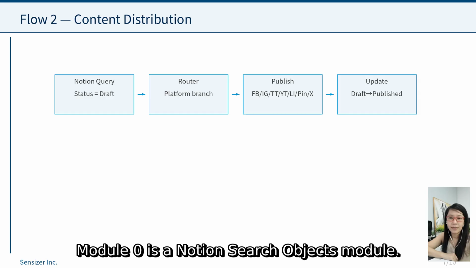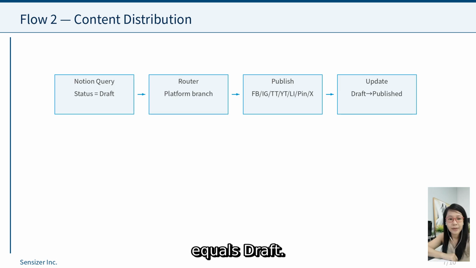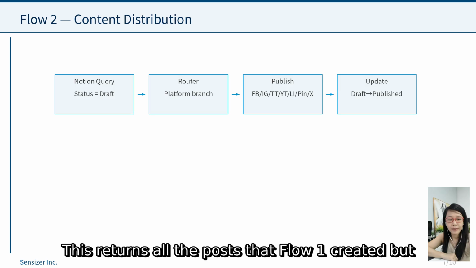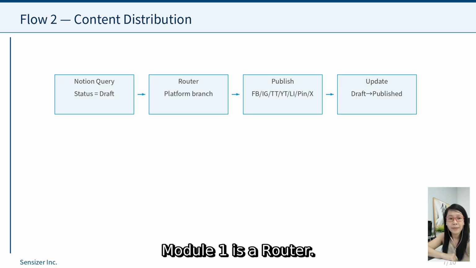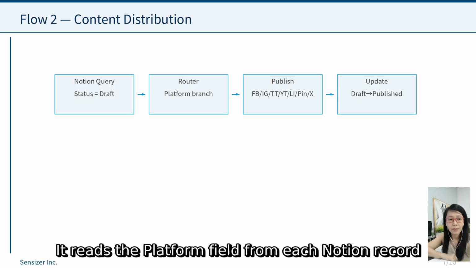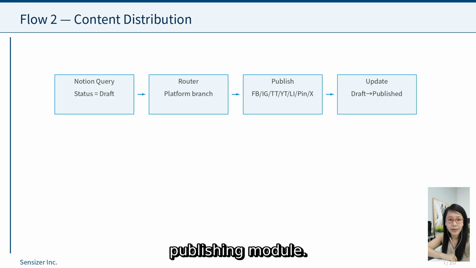Module 0 is a Notion Search Objects module. It queries our content database with a filter, status equals draft. This returns all the posts that Flow 1 created but haven't been published yet. Module 1 is a router. It reads the platform field from each Notion record and routes the data to the correct social media publishing module.